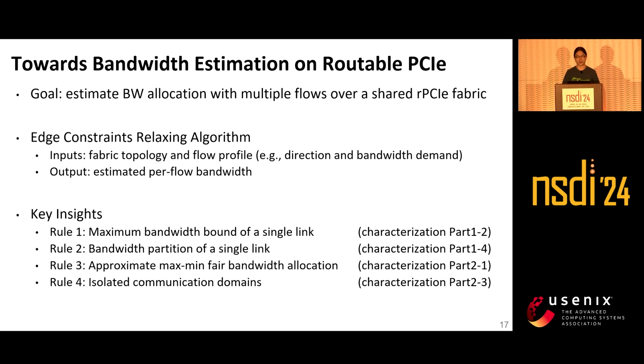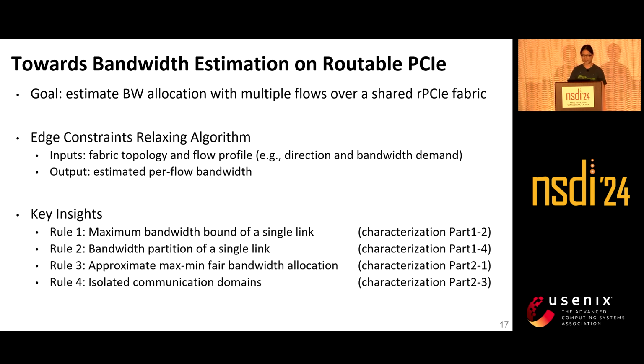After we examine the characterization of Routable PCIe performance, we now further go towards the bandwidth estimation on Routable PCIe. Our goal is to estimate the bandwidth allocation with multiple flows sharing a common Routable PCIe fabric. To achieve this goal, we propose an algorithm called edge constraint relaxing, which takes the fabric topology and the flow profile, including direction and bandwidth demand, as the inputs. And then the algorithm will output the estimated per flow bandwidth. The key insight behind this is that we encode our characterization insights into 4 traffic orchestration rules.